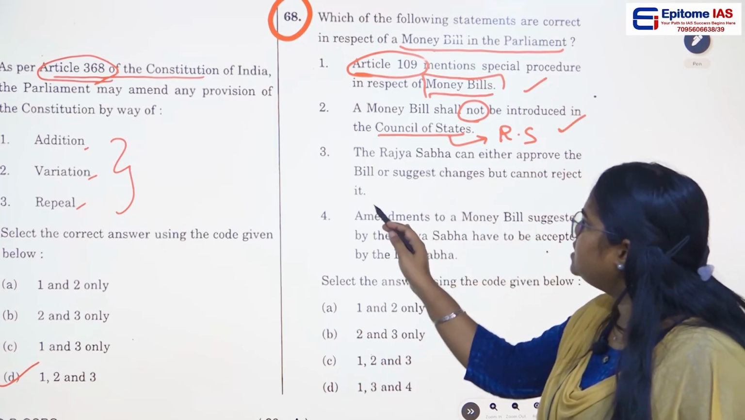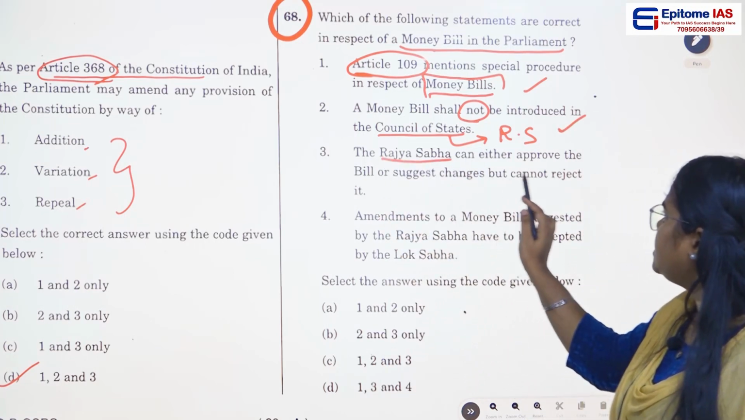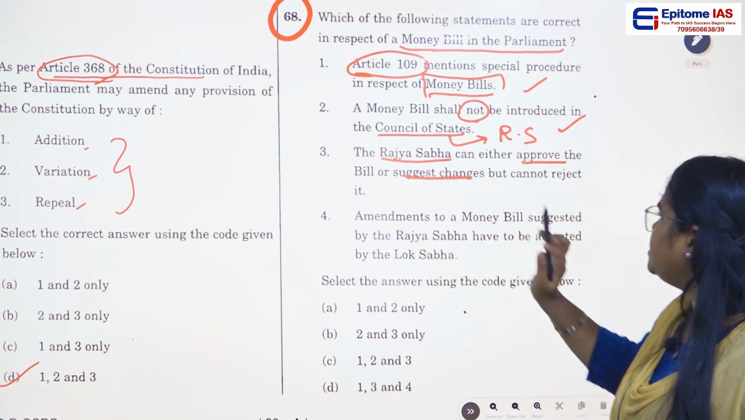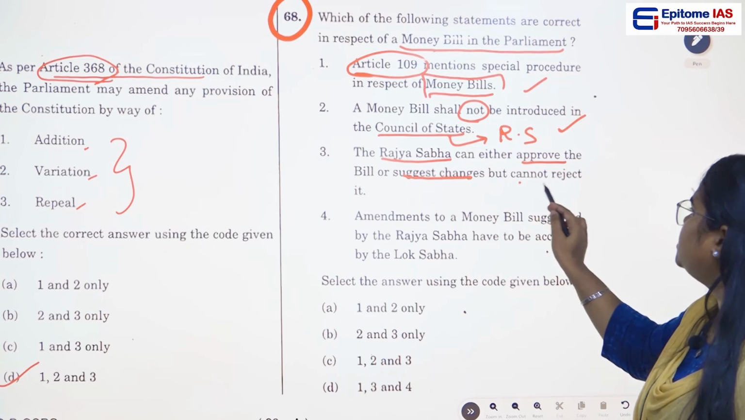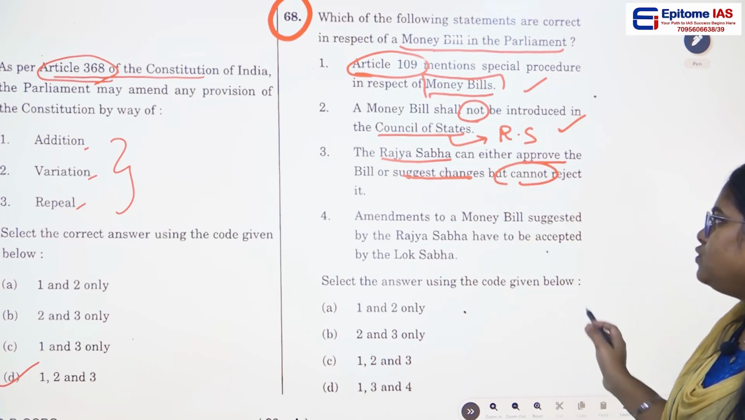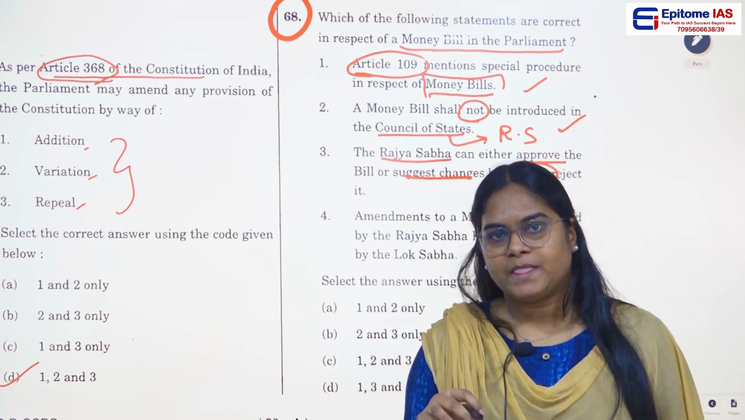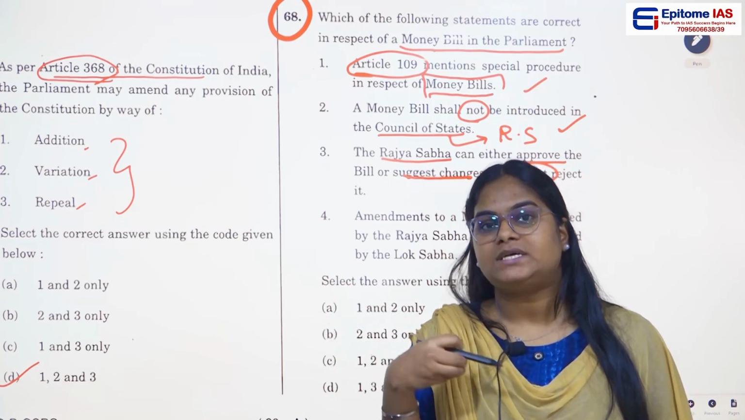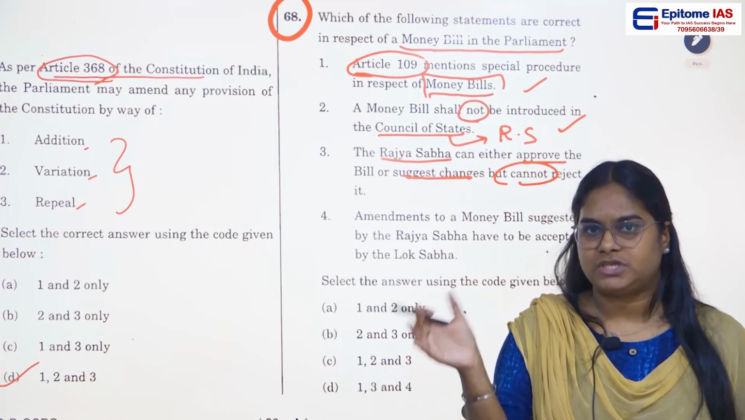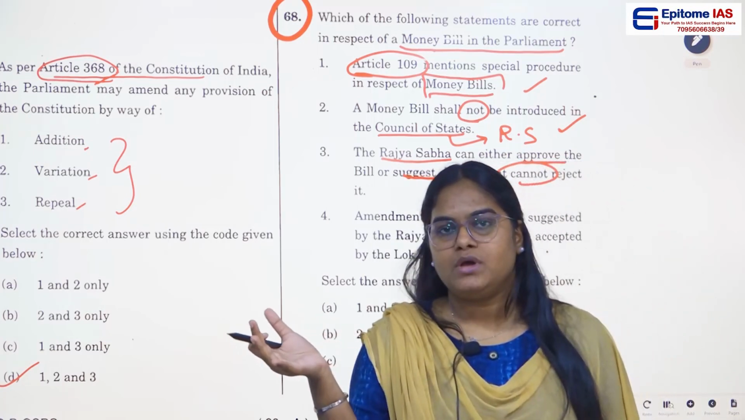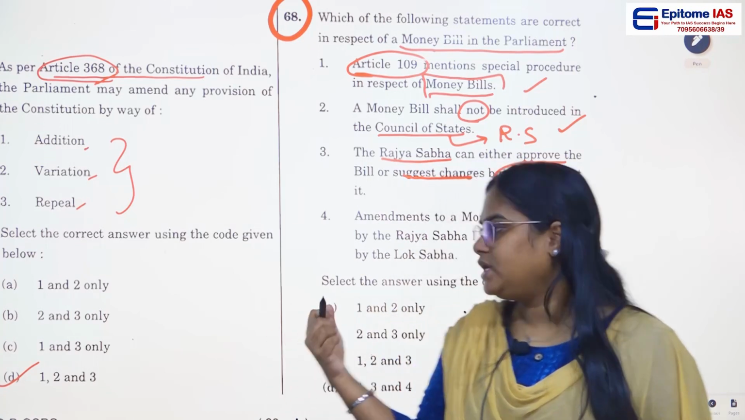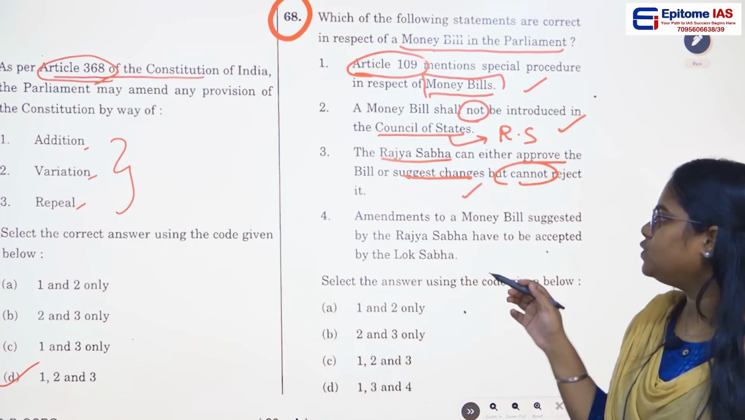Then if you see the third statement, the Rajya Sabha can either approve the bill or suggest changes but cannot reject it. Is that true? Yes, the Rajya Sabha can either approve the money bill or suggest any changes it wants, but it can't reject the money bill. Okay, so this particular statement is also correct.